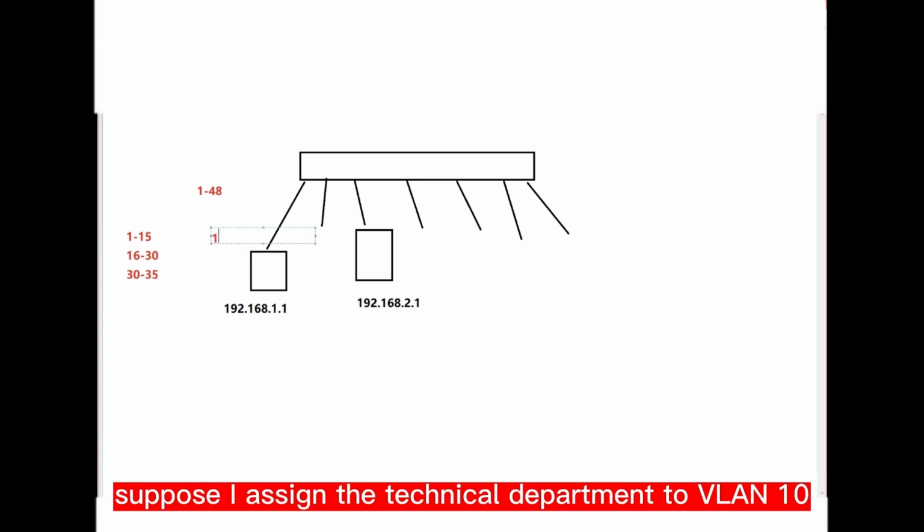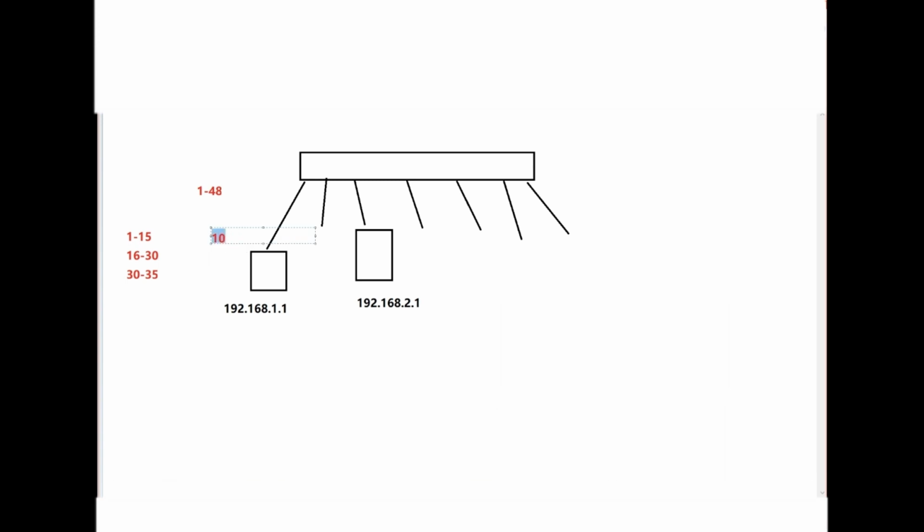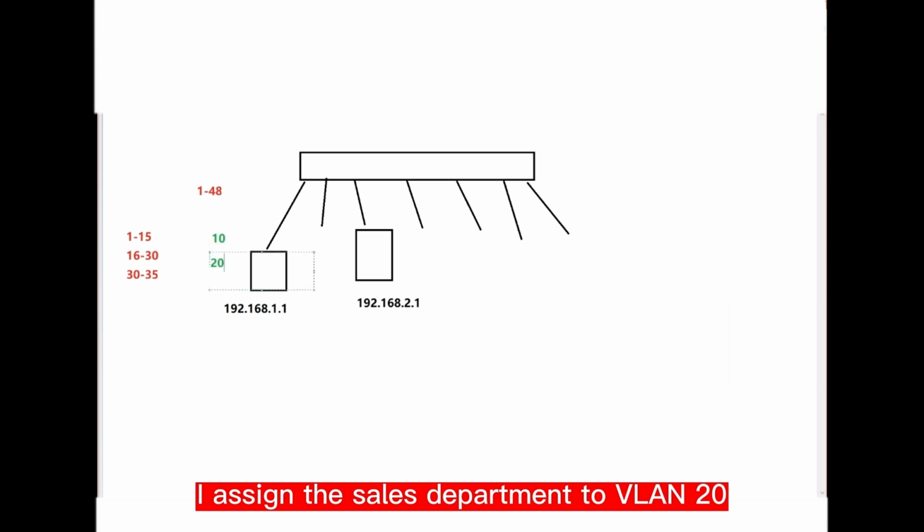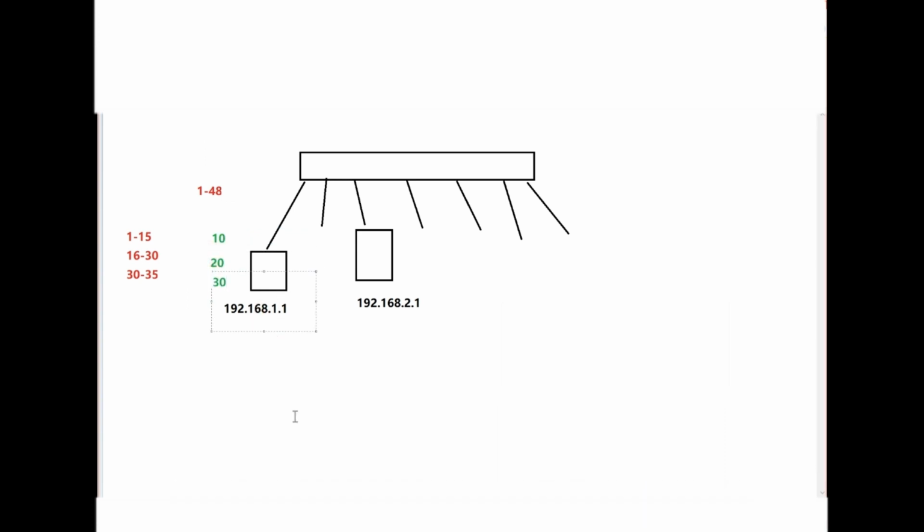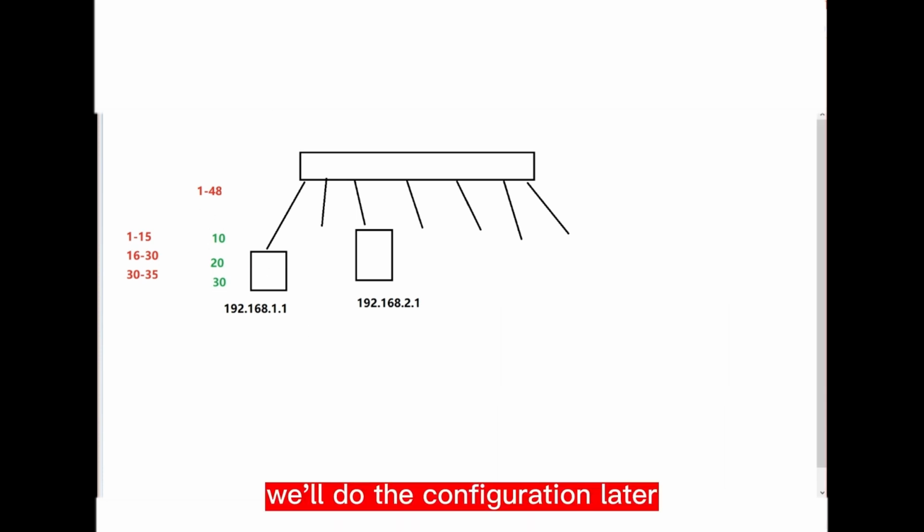Suppose I assign the technical department to VLAN 10. I assign the sales department to VLAN 20. Assign the personnel department to VLAN 30. This is how we divide. We'll do the configuration later. Let's start with the concept.